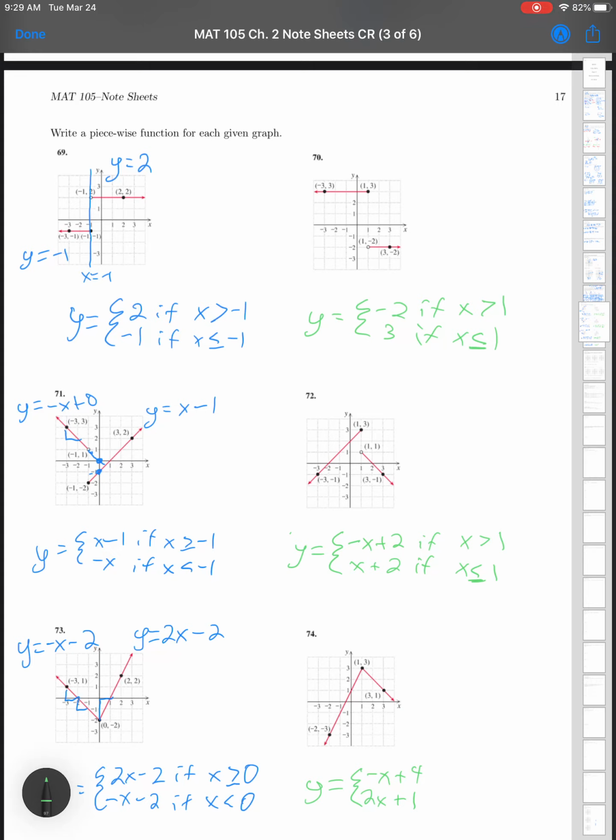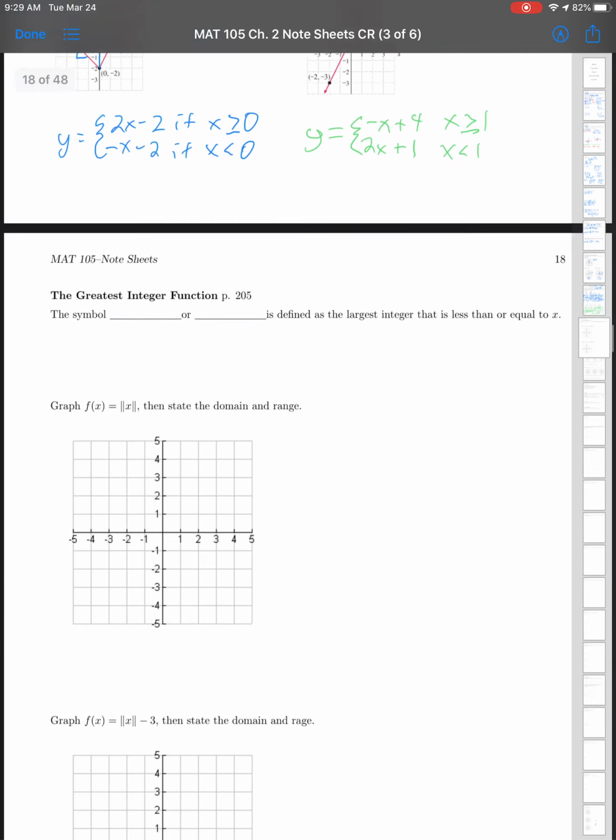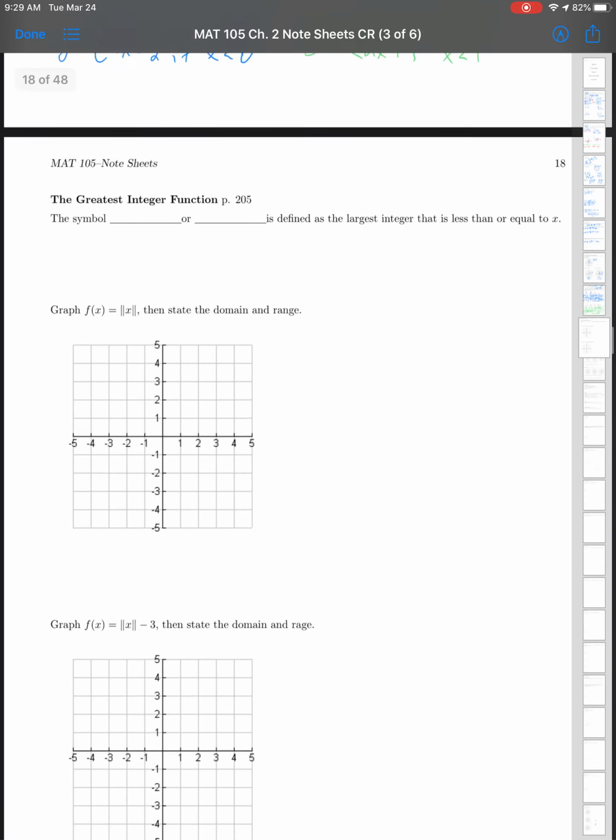2x plus 1. And then we have the split here is once again at 1, so the piece on the right is x is greater than 1, the piece on the left is x is less than 1. And in this case, just like on problem 73, you can put the or equal to on either one of them because they share that point. Okay, so that's everything for piecewise functions.